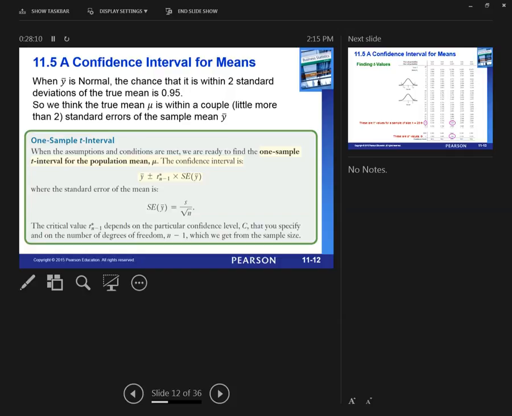Now instead of being 2, it's actually going to be a little bit bigger because we have that T star, where our tails are fatter. So it's no longer normal, so we're going to have a little bit more than 2. It's not going to be 1.96 for the means because it's not normal. All right, so here's our formula. We're going to estimate mu with y bar, and then plus or minus, here's my T star. So now instead of a Z star, we're going to have a T star.